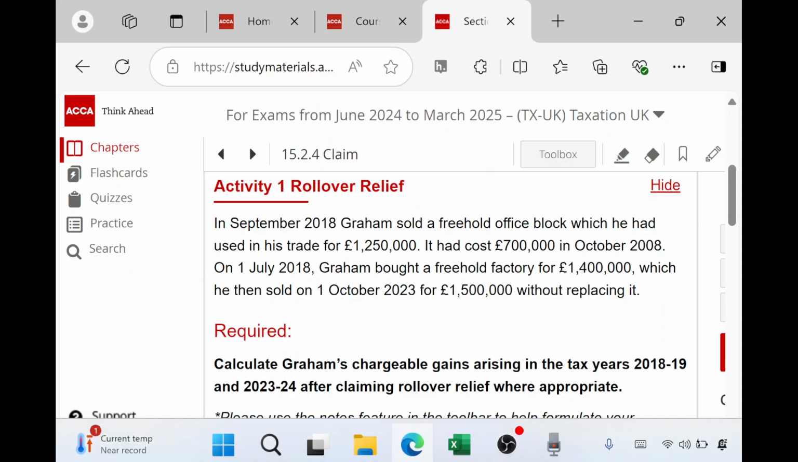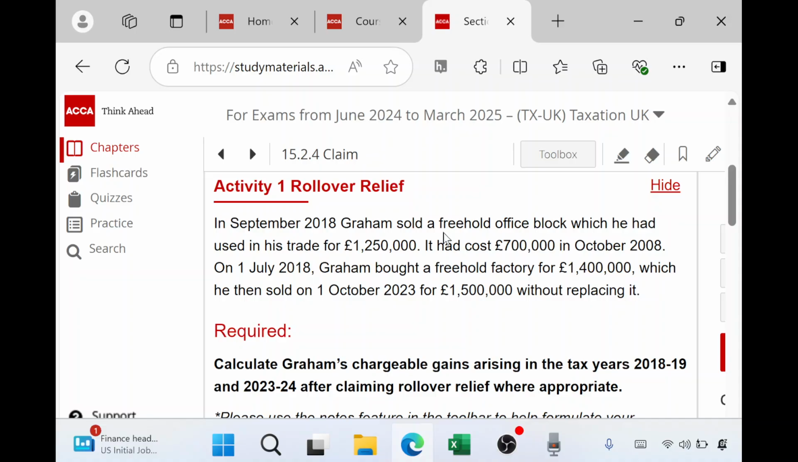It gets delayed. What happens with it? Well, the gain gets rolled into the base cost of the second asset. Okay, what's the second asset? Well, it's this one. So in effect, what we're saying is rollover relief is in play. The transaction qualifies. When you come to sell this second asset, we're going to reduce the cost by the rolled over gain on the first asset. That's how it works.